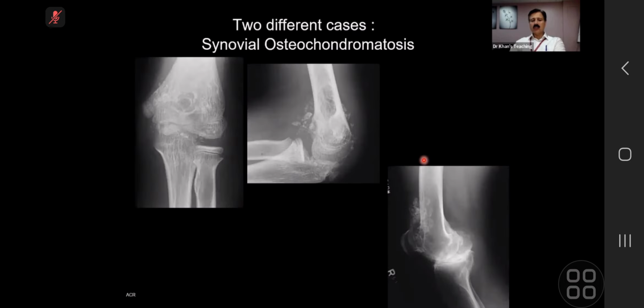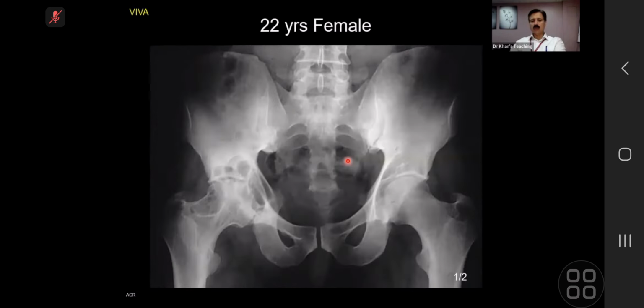These patients are always young patients. Please remember that. So they might be 20 years old, and then there will be secondary changes. Look at this. The epiphysis is not even closed. Synovial chondromatosis. It's a mini case. Osteochondromatosis or chondromatosis, whatever you want to call it.